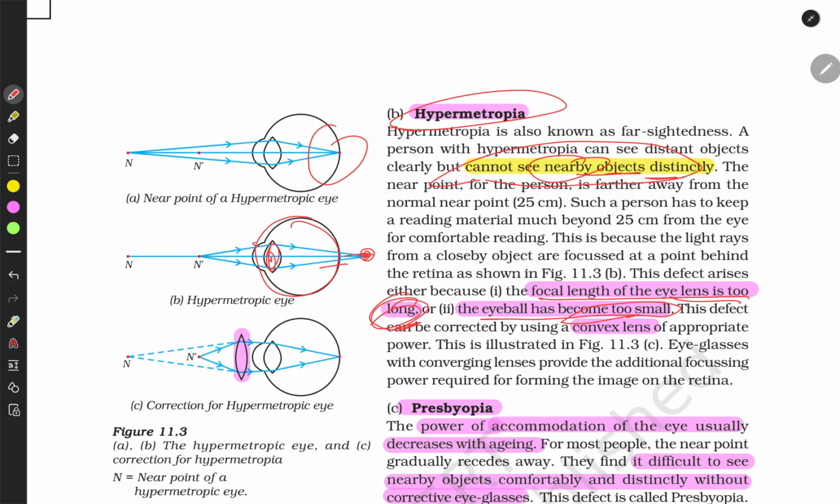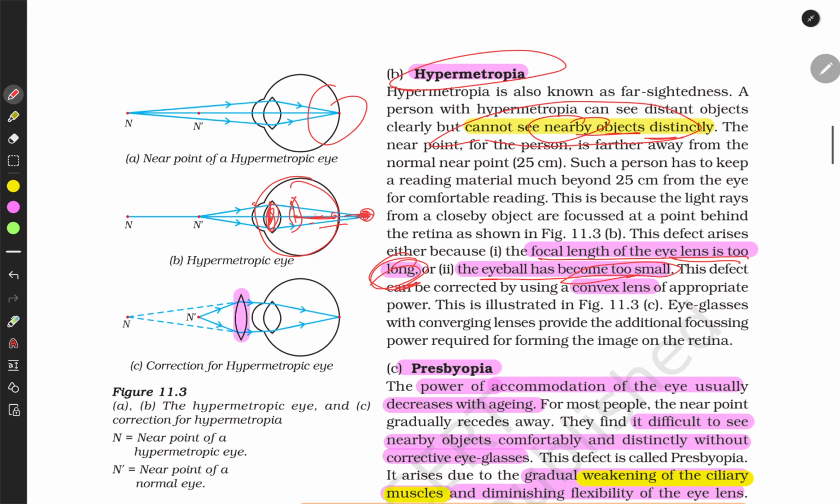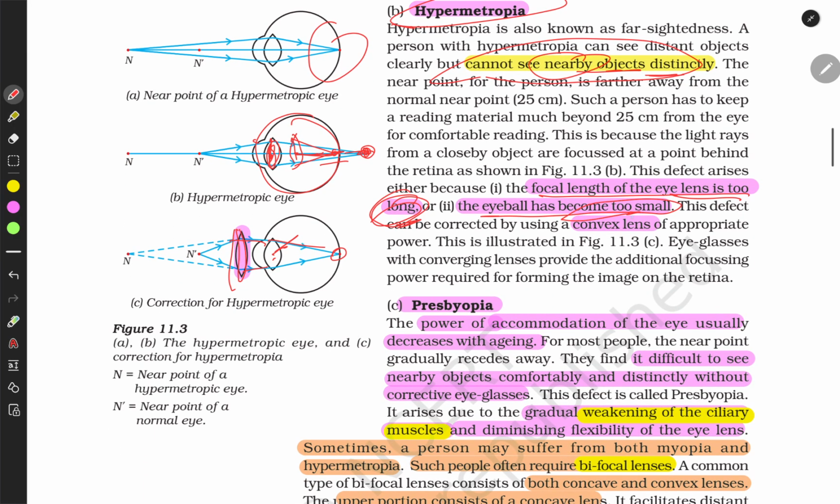So how can we correct it? The eye lens is already converging the rays. We need a further converging lens, so that the light can be converged more near, so it can converge at the retina. So we will put a lens here, it will converge, and then it will reconverge by our eye lens, and it will form the image at the retina. So we will use a converging lens, which is convex.